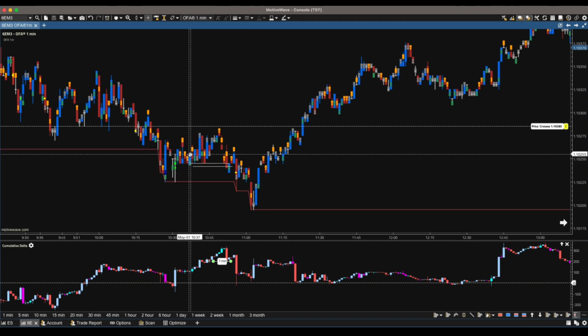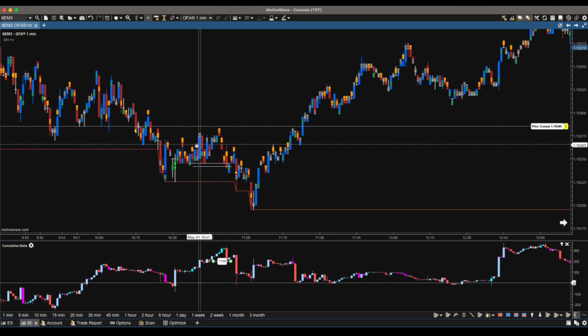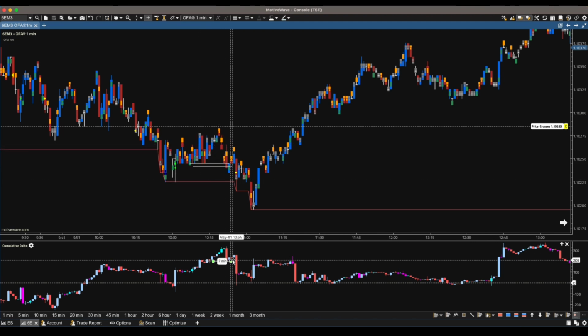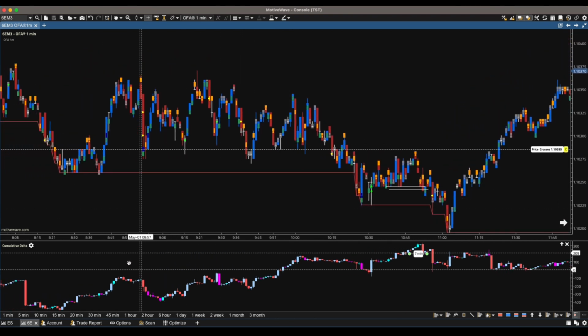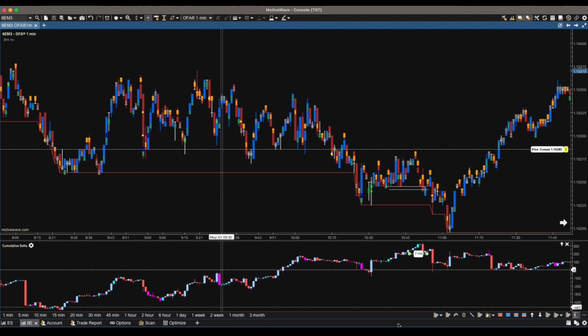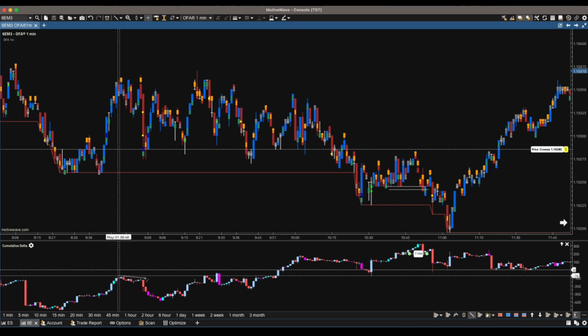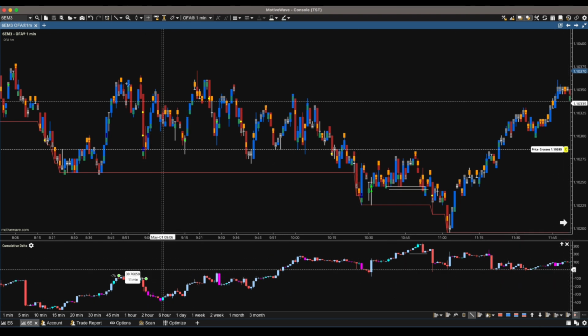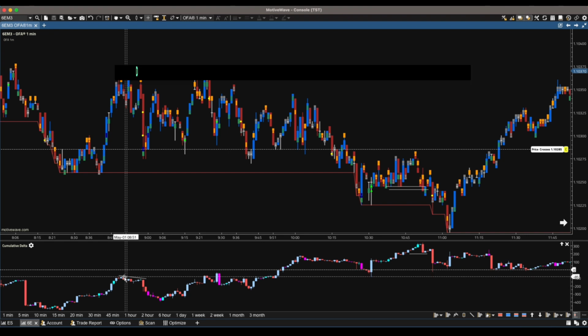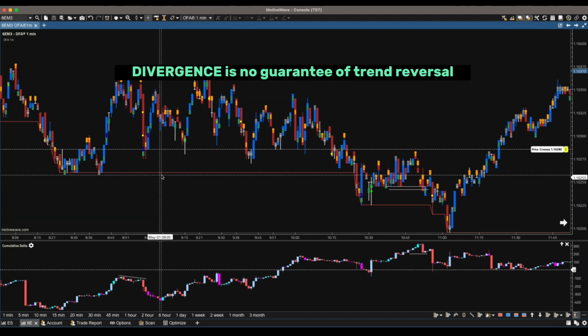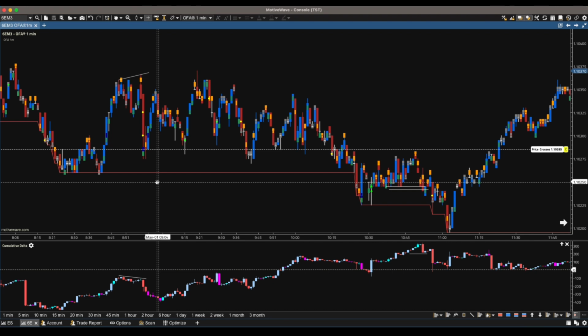So divergence is when, for example, CDV has lower highs, like here. So we have lower highs, and the price shows higher highs. This basically anticipates a trend reversal, but we cannot say that every time CDV shows us a divergence we have a trend reversal. This is completely wrong.